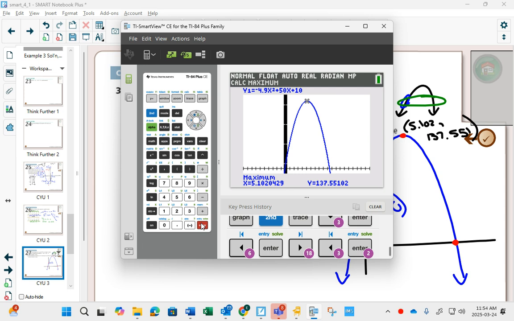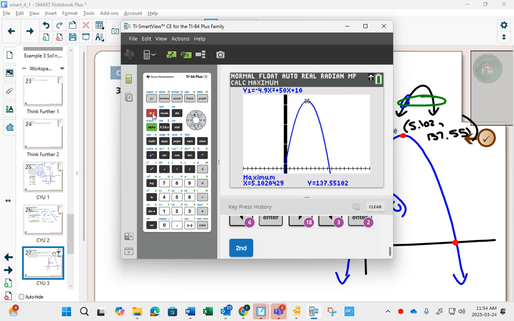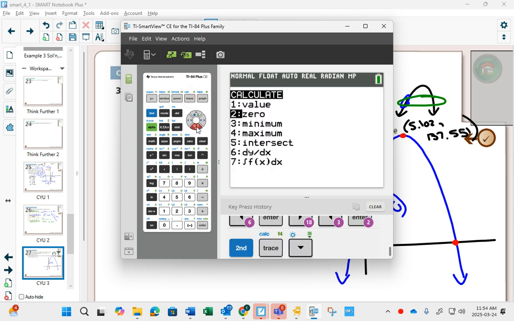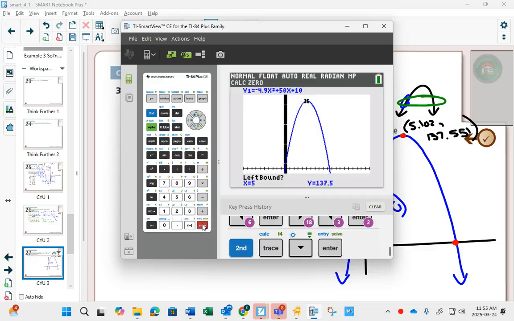5.102 and 137.551. That is our maximum. I'm going to go back to that second calculate menu. This time I'm going to find an x-intercept or a 0. Push enter on that. Again, it wants you to go to the left. So I'm going to get close to this one.